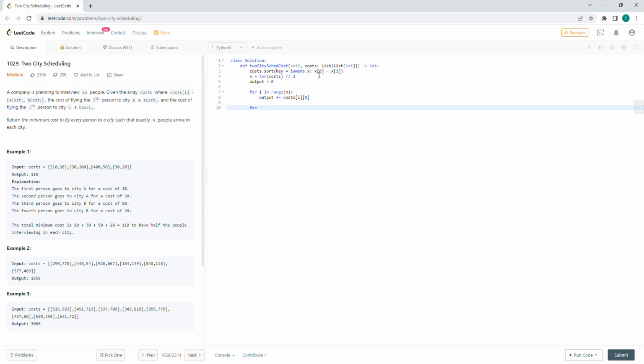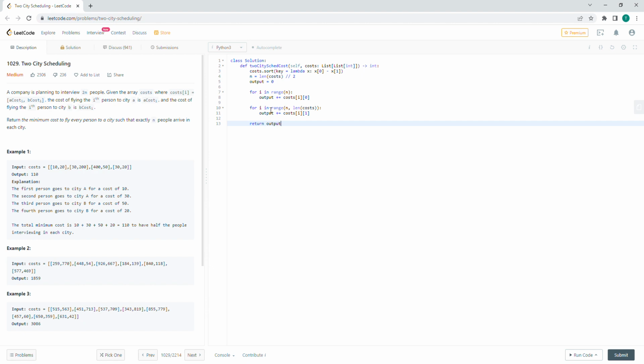So the next thing you want to do is, we want to take the most negative numbers and send them to A, and the most positive numbers we'll send to B. So we know that this location is going to go to A, and then we also want a location that goes to B. For i in range between n and the length of the costs, we are going to increment our output by the costs at i, 1. Alright, return output.